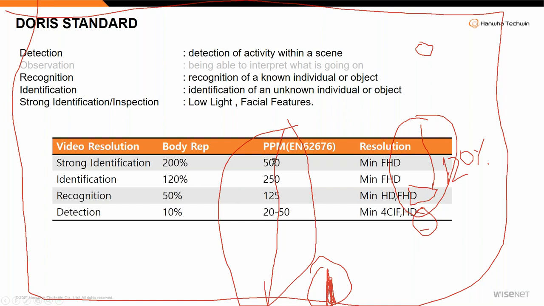From what I know, it is mentioned there, but it is not strictly followed, because it is practically difficult. So follow the international standard: identification 120%, 250 pixels; strong identification 200%, 500 pixels. This is the EN standard, or there is one more. You follow only the standard that works. No, we are not considering strong identification.